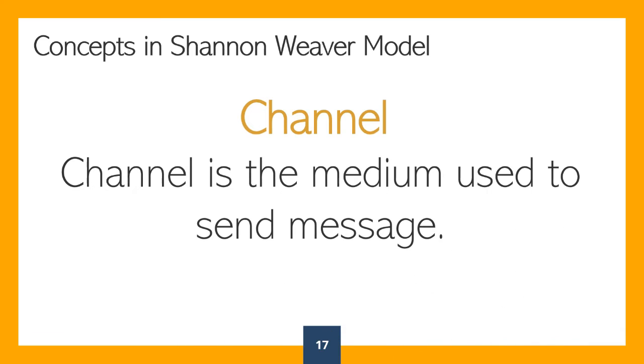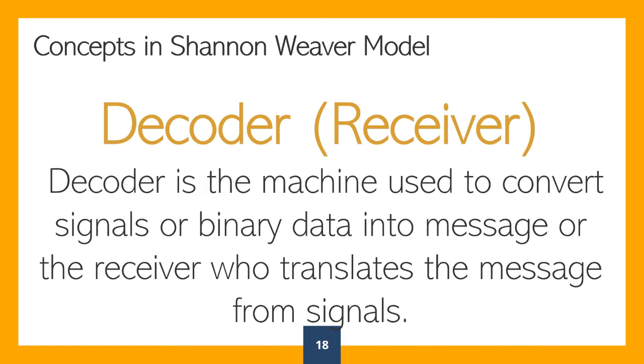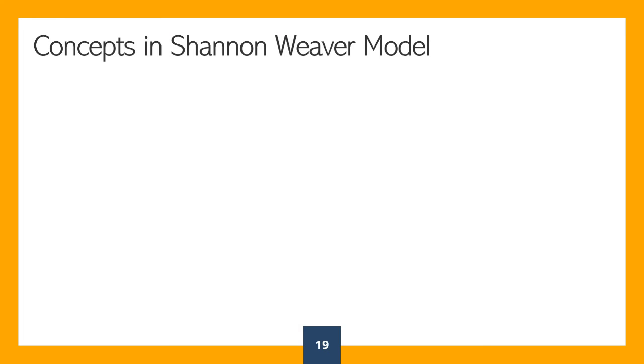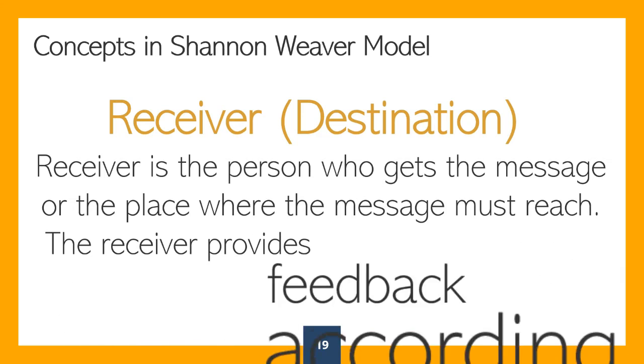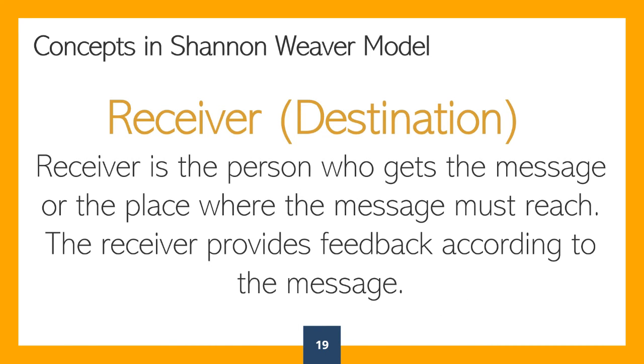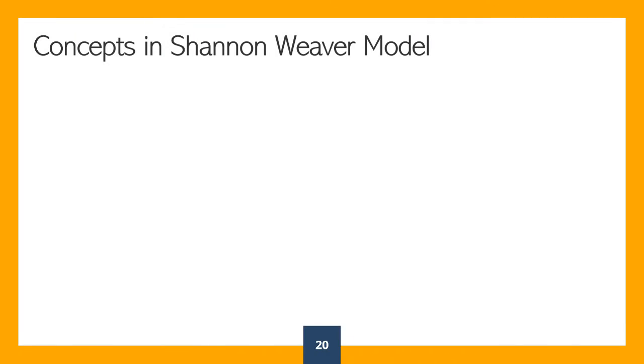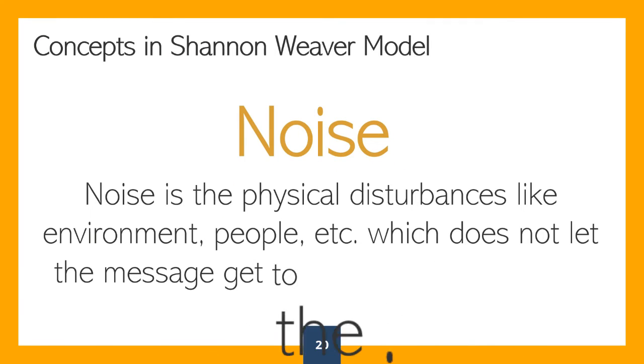We have the channel. The channel is the medium used to send the message. Next is the decoder or receiver. The decoder is the machine used to convert signals or binary data into message, or the receiver who translates the message from signals. The next one is the receiver or the destination. The receiver is the person who gets the message or the place where the message must reach. The receiver provides feedback according to the message. The last concept is the noise.